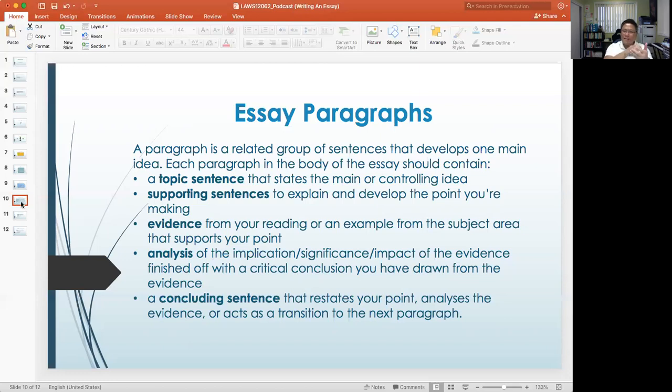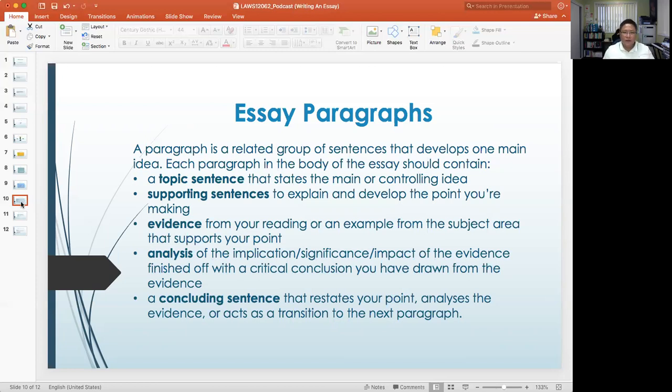They're all about one single main idea that is being advanced in that paragraph. So if in a paragraph you're talking about a lot of things, then that's a very incoherent paragraph. That's not the way it's written. So a body paragraph talks just about one main idea, so that all the sentences in that body paragraph are related to each other.